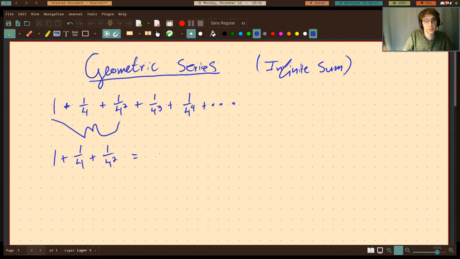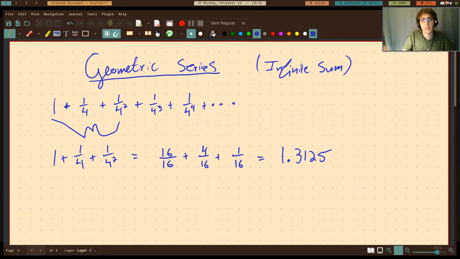Let's see what that is. Well, let's give them a common denominator. We'll do 16 because of 4 squared. And this is 1.3125. Exactly, or about 1.3. And you can keep adding terms.